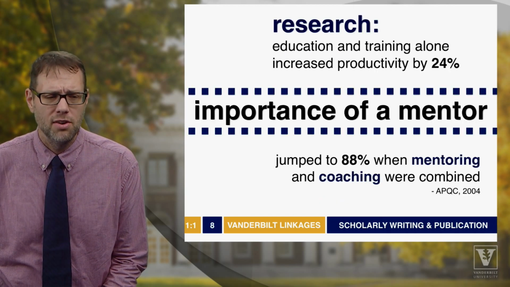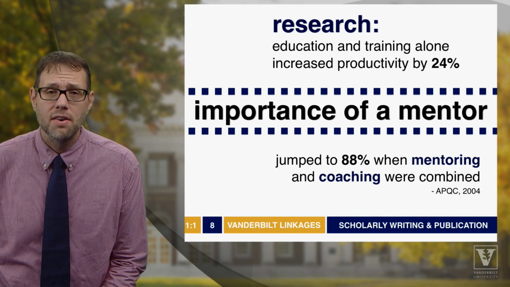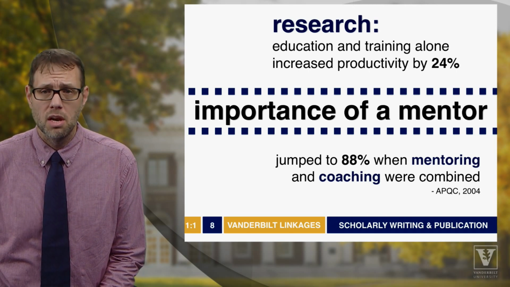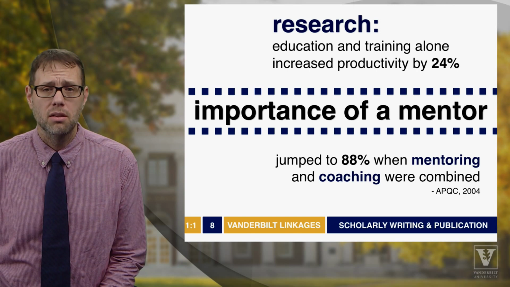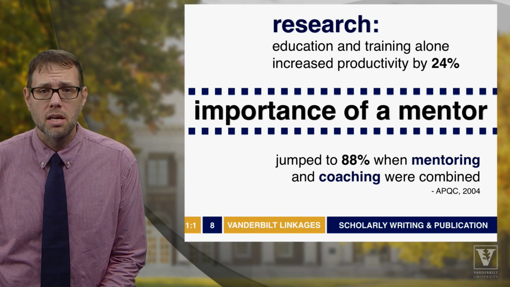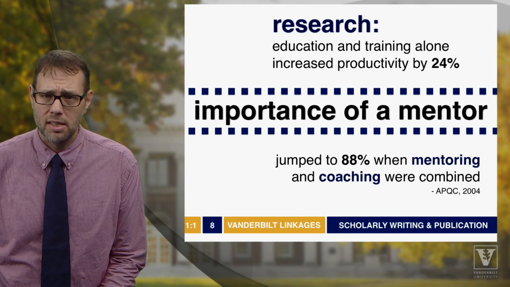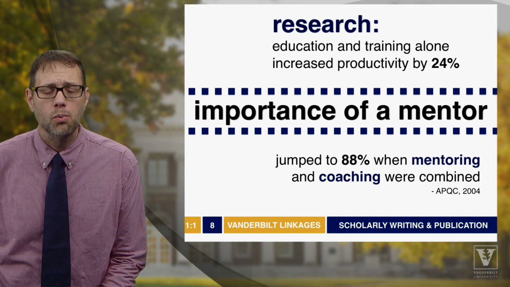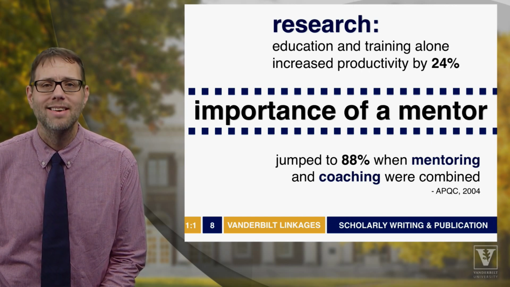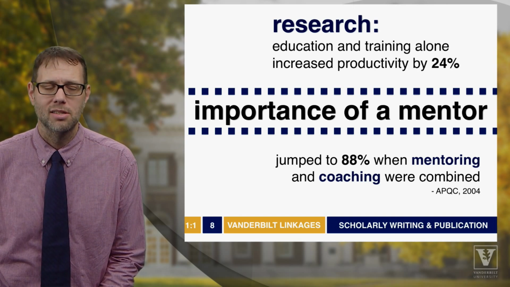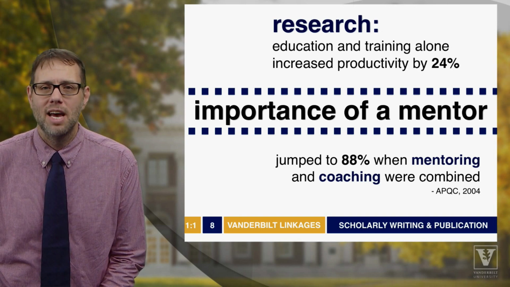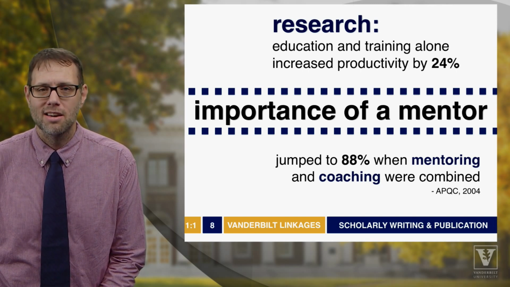Research has shown that folks who are educated and trained have increased productivity by 24%. But when you add a mentor into their life who coaches them and helps them, that productivity jumps to 88%. This is from the APQC from 2004. I believe it's still valid today. We need mentors. We benefit from being coached and helped. It just works like that. That's the reason why since the beginning of academia, we've had mentors and trainers. We've had apprentices and all of those pieces because it's so important.